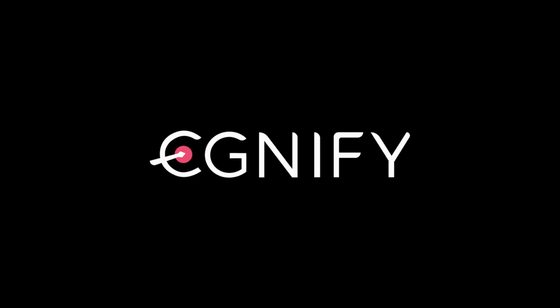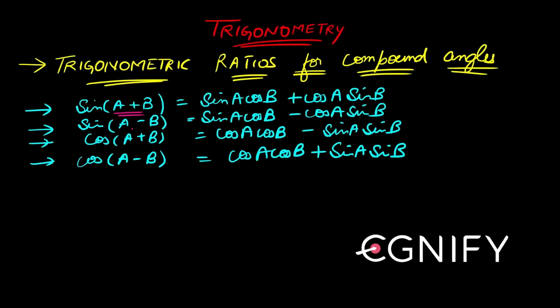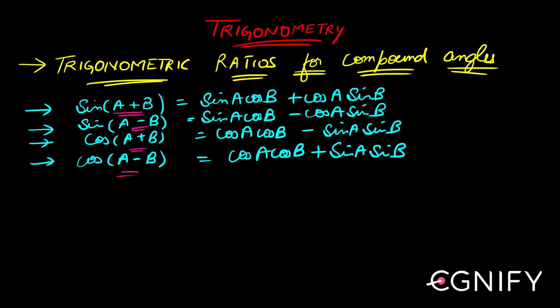Let's look at trigonometric ratios for compound angles. So here you will come across sine A plus B, sine A minus B, cos A plus B and cos A minus B forms. Trust me, these are 4 formulas, right? Only 4. From these four, you can derive about 50 to 60 more formulae in this chapter.